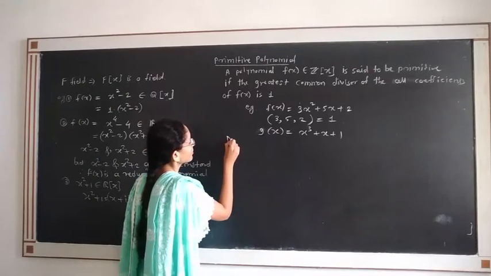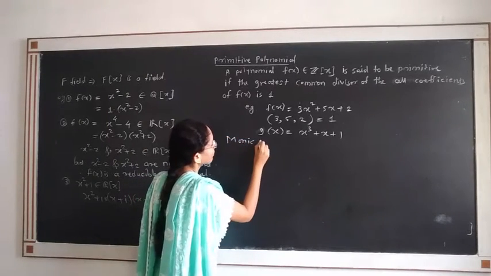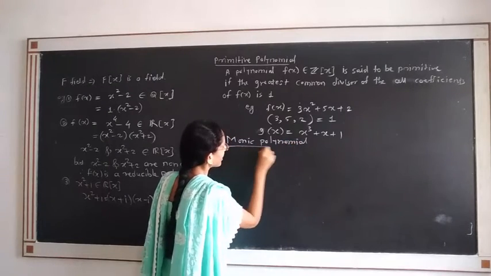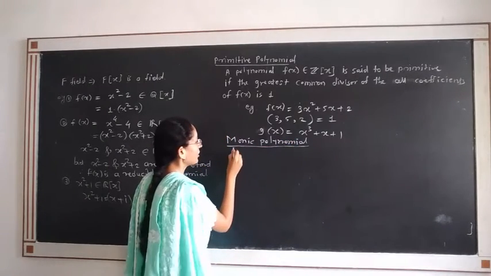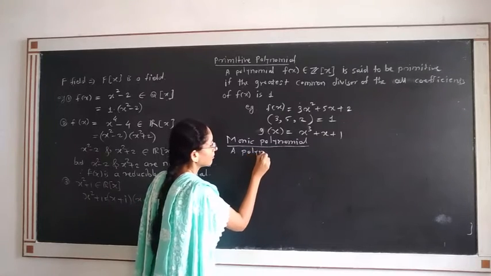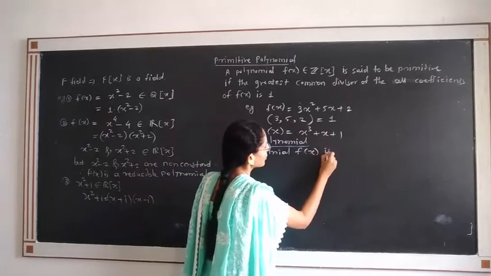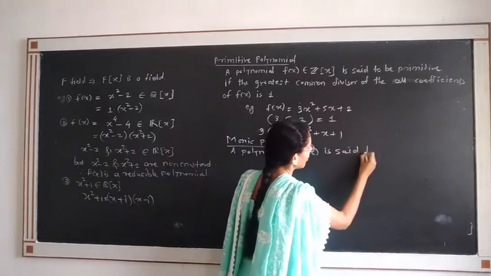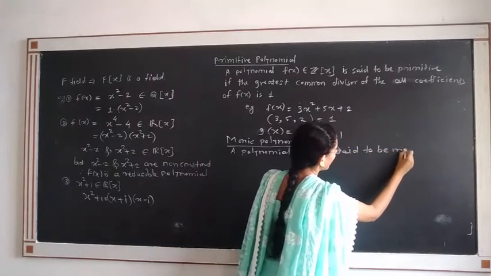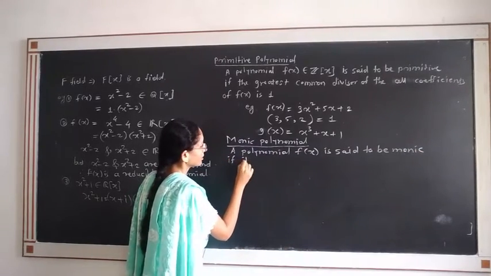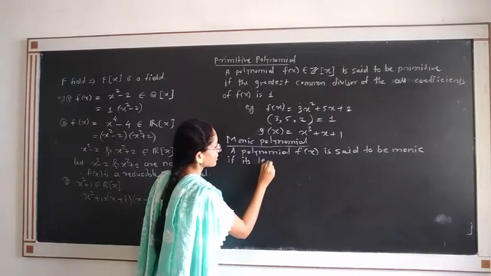Now, next is the monic polynomial. What is a monic polynomial? A polynomial f(x) is said to be monic if its leading coefficient is 1.